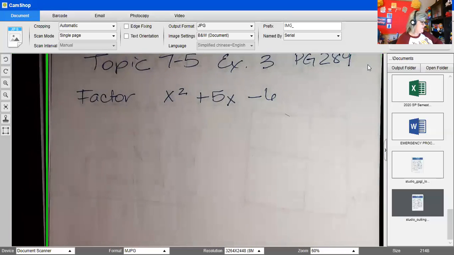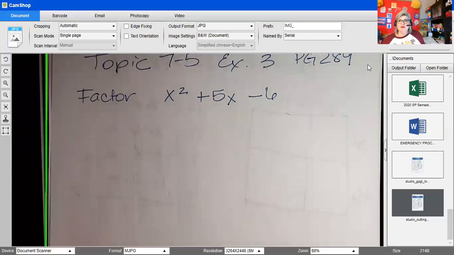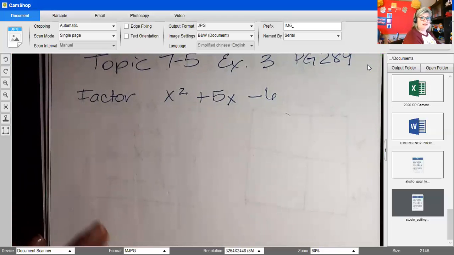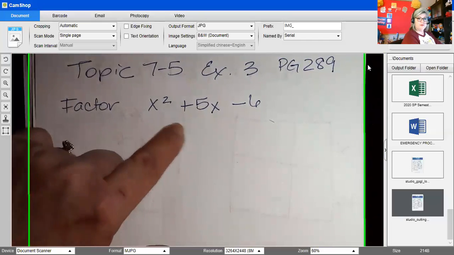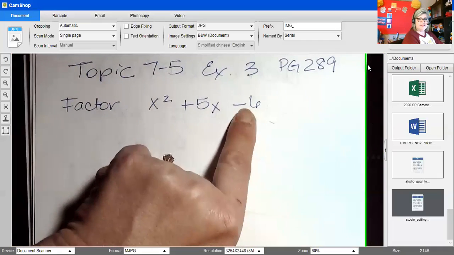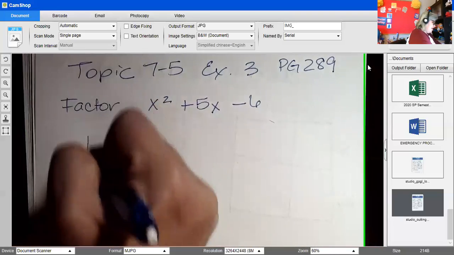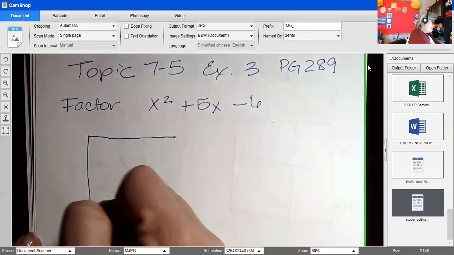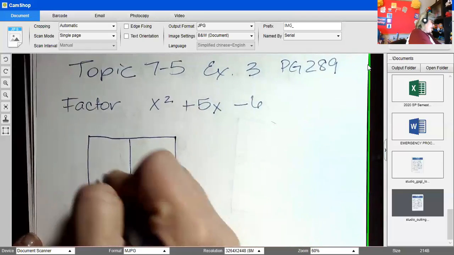So your next example is going to be example 7.5, example 3 on page 289 of your text. And so here they're asking us to factor x squared plus 5x minus 6. So here we go again. We can do the box, and the box is a great way to check our answers as we finish.